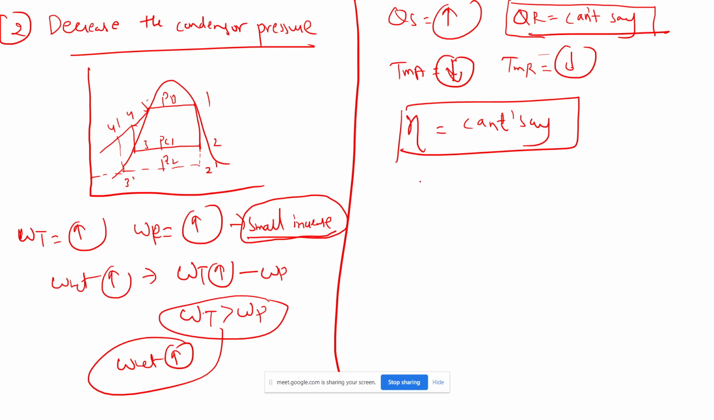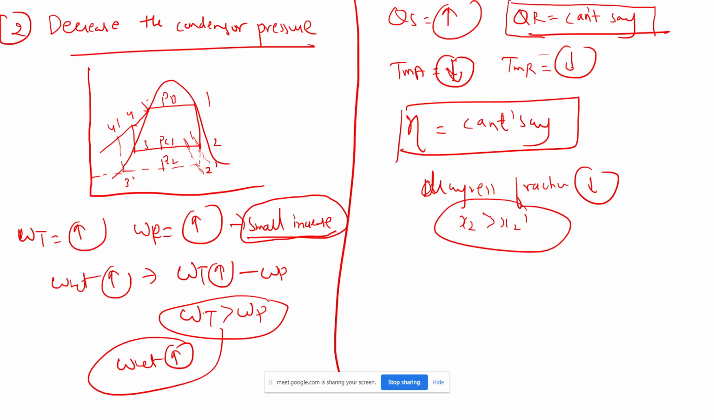Dryness fraction reduces. Why will it reduce? Because the dryness fraction lines in this region are represented like this. So x2 is higher than x2 dash.